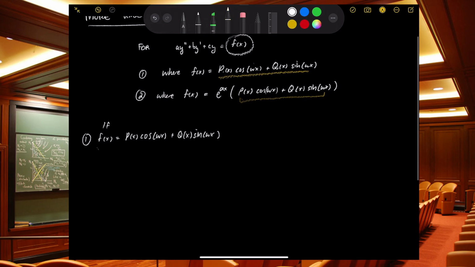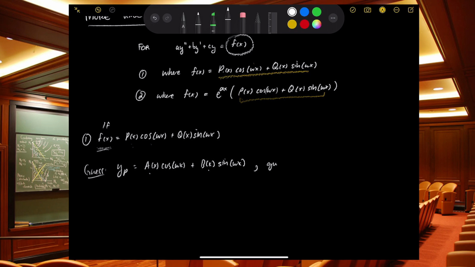So for the first case, if this forcing function is equal to just some polynomial times cosine plus another polynomial times sine, there's no exponential piece, then what we would guess is that the particular solution is going to have the form A(x) cos omega x plus B(x) sine omega x. All right, so we would guess that they're being multiplied by some other polynomials that made it through the system and ended up in this way.